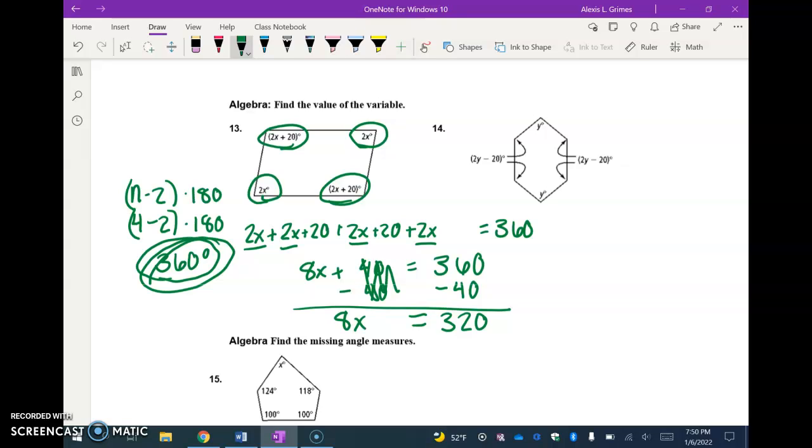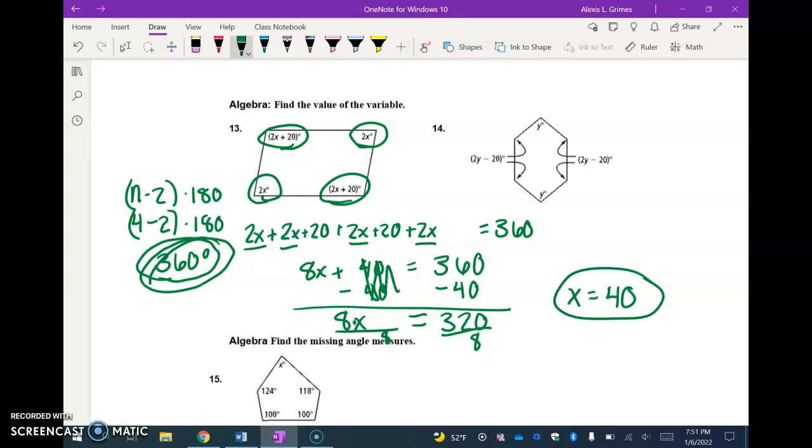Now we see 8x. Remember, 8x is the same thing as 8 times x. So opposite operation, we're going to divide there. Divide by 8. If we do it to the left, we have to do it to the right. We get x equals 320 divided by 8. That should be 40.